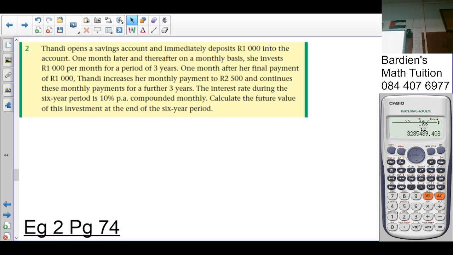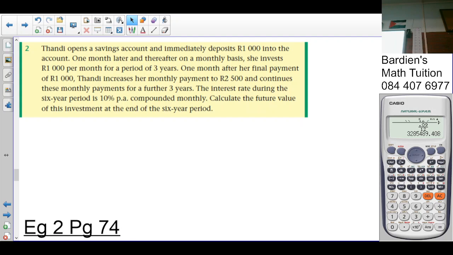The interest rate during the 6-year period is 10%, a flat rate, compounded monthly. So is the monthly payment in line with the monthly compounding? Yes, both are monthly. Calculate the future value of this investment at the end of the 6-year period.